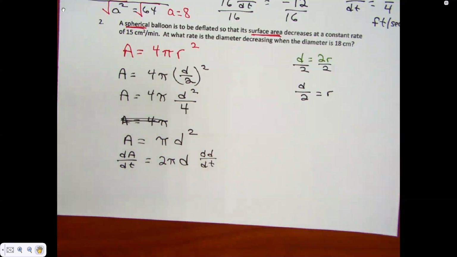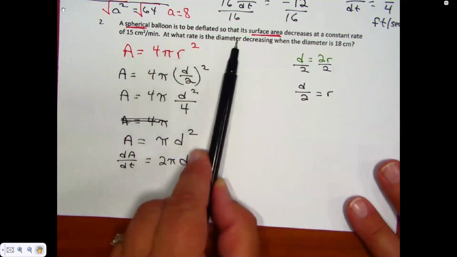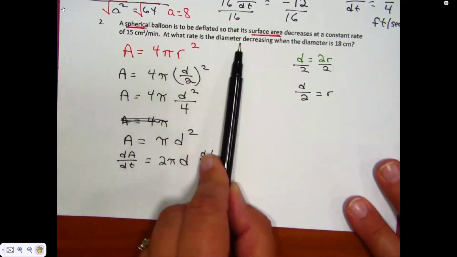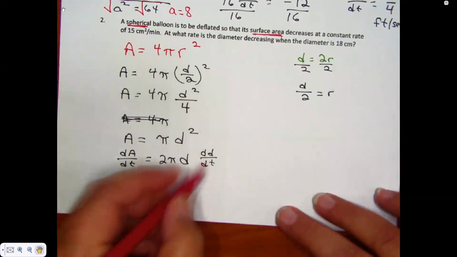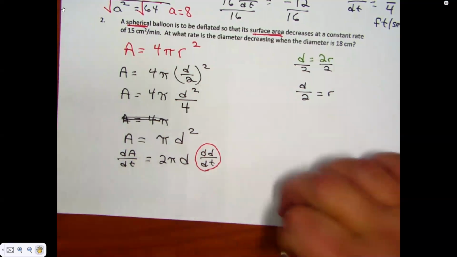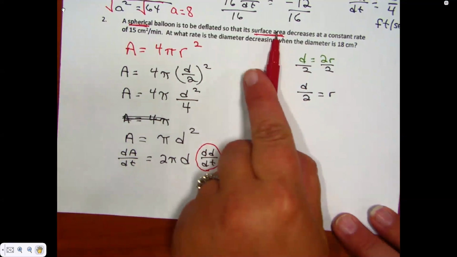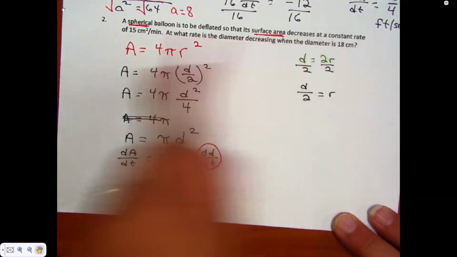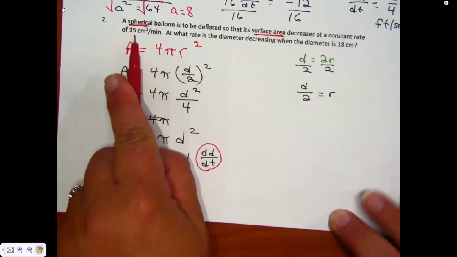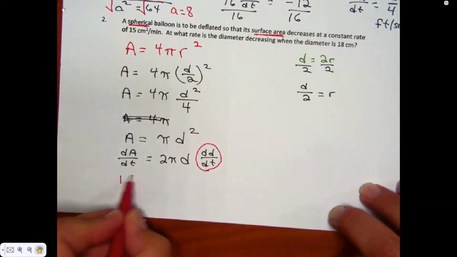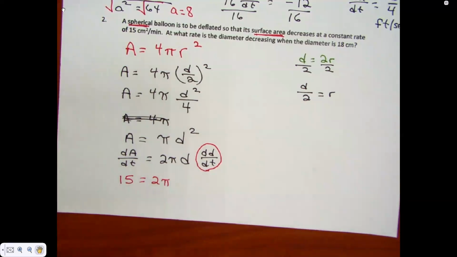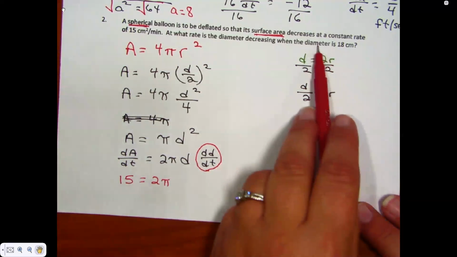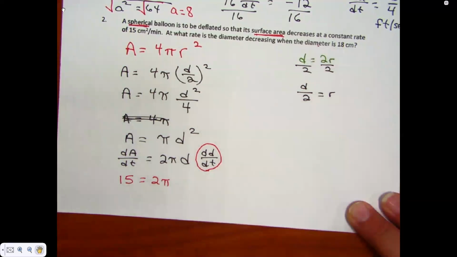All right, let's see, what do we know? At what rate is the diameter decreasing? So we're looking for the diameter's rate. Surface area's rate is 15. Okay, so surface area's rate is 15. Do we have the length of the diameter at that moment in time? Diameter is 18.